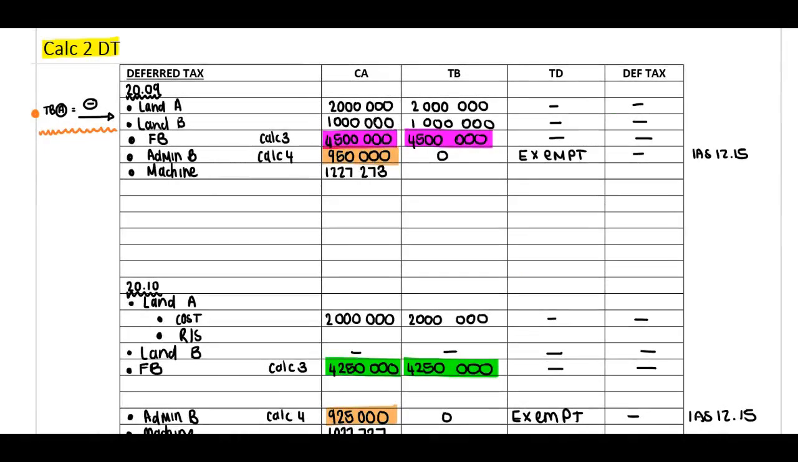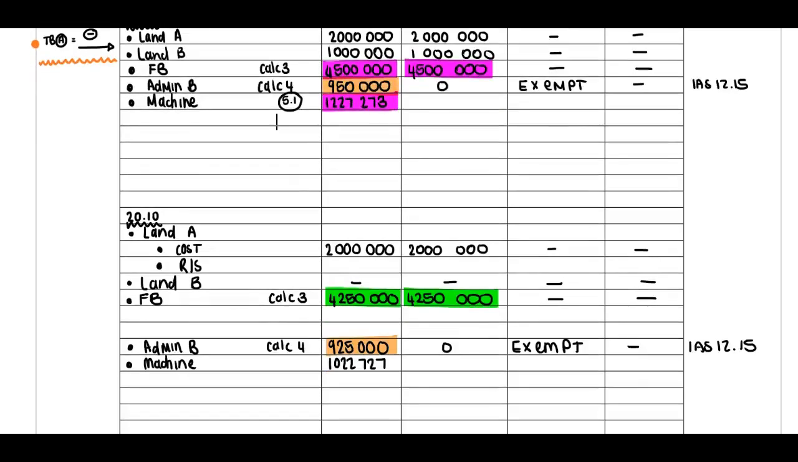Let's transfer to our deferred tax calculation. I've included the machine, the carrying amount 1,227,273, and this is our calculation 5.1 for your marker to be able to follow. For 2010, our machine's carrying amount 1,022,727, and this is calculation 5.2 for your marker to be able to follow. We now need to calculate our tax base.